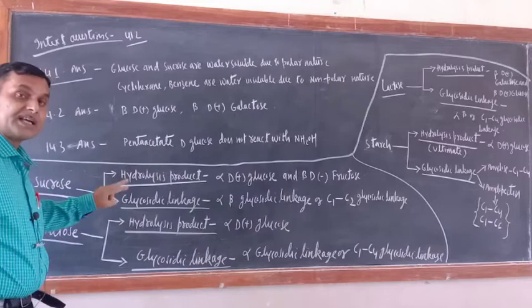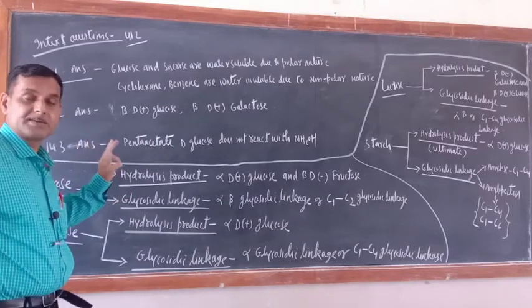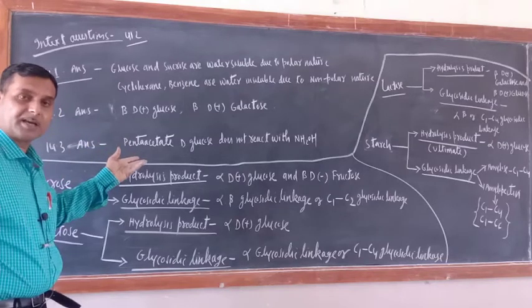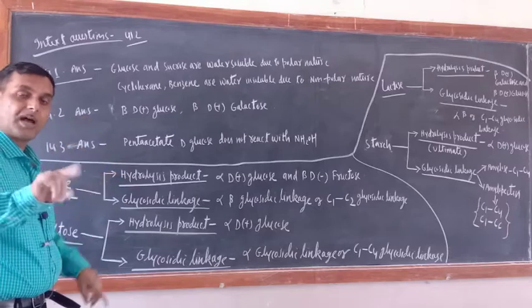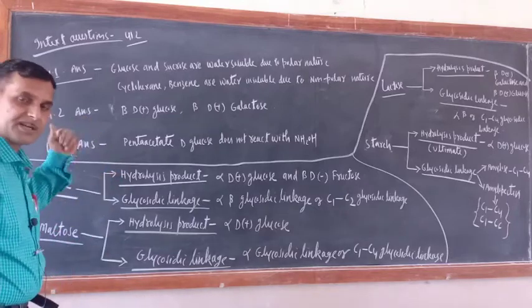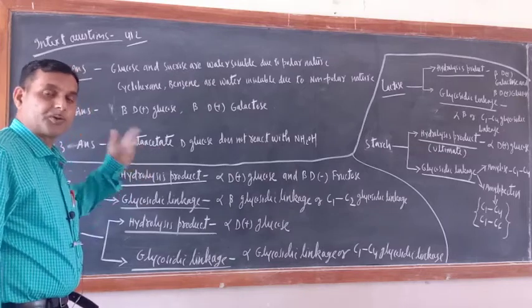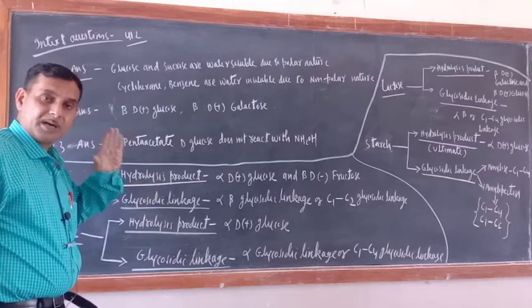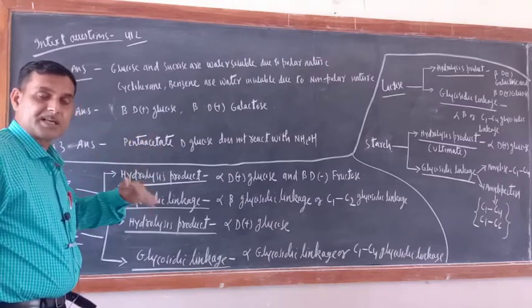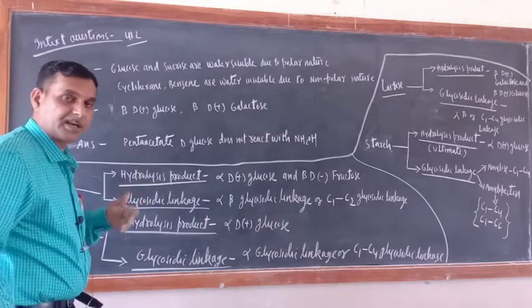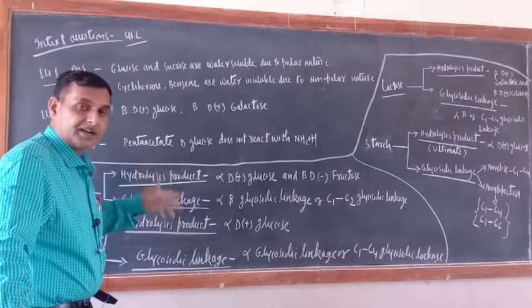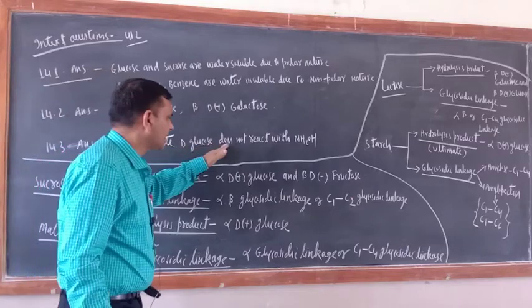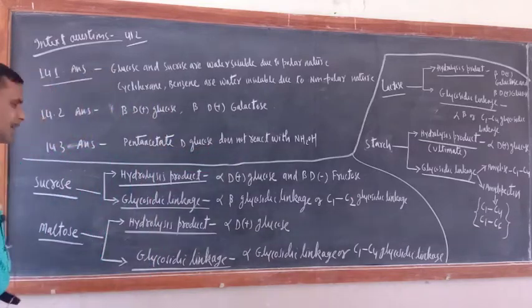Last question: how do you explain the absence of aldehyde group in the pentaacetate of D-glucose? Pentaacetate D-glucose does not react with hydroxylamine. Even though in the molecular formula it seems a free CHO group is there, if it were actually free, it should have reacted with hydroxylamine, because reaction with hydroxylamine is the characteristic reaction of the aldehyde group. So pentaacetate D-glucose does not react with hydroxylamine.